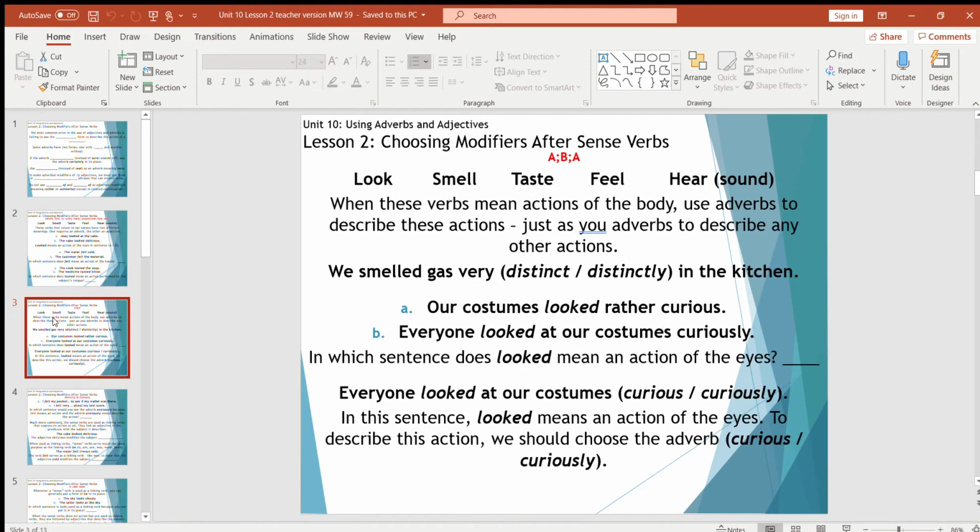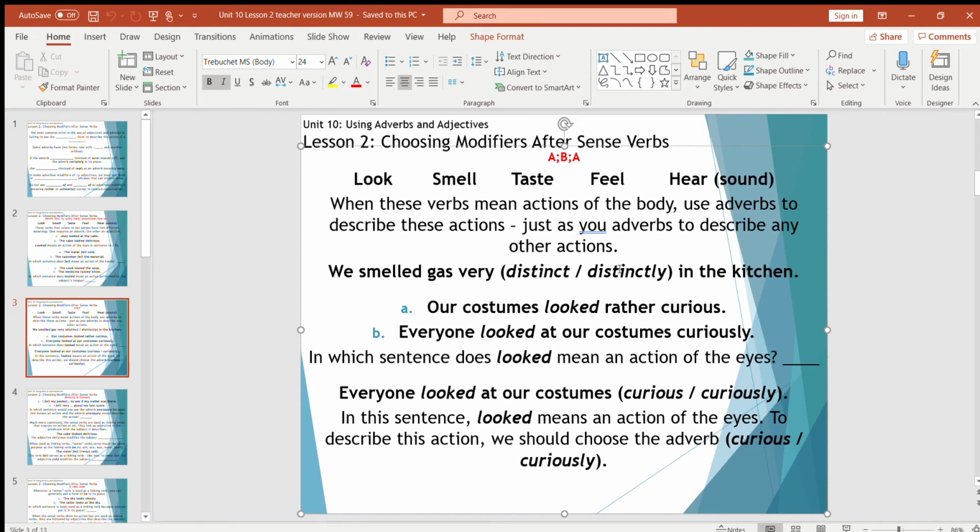So, look, smell, taste, feel, hear. When these verbs mean actions of the body, use adverbs to describe those actions. Same way you would use adverbs to describe any other actions. So if we smelled gas very distinct or distinctly in the kitchen, since we are physically smelling the gas, we do it very distinctly.